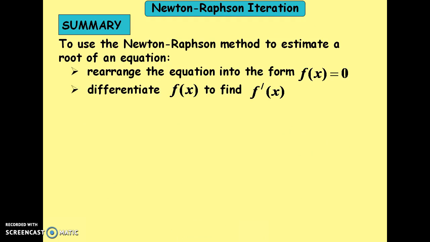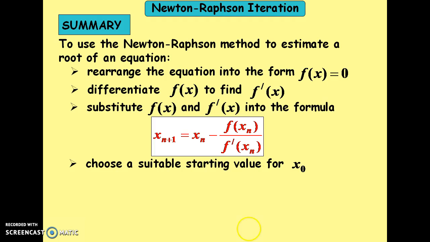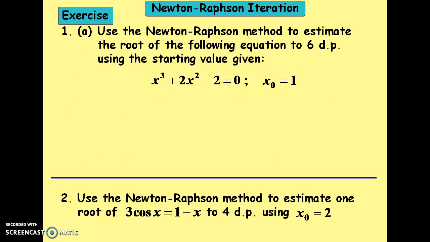Here is the summary of the Newton-Raphson method. To estimate a root of an equation, rearrange the equation into the form f(x) = 0, differentiate f(x) to find f dash x, substitute f(x) and f dash x into the formula, and choose a suitable starting value for x naught. That means you decide in which range the root lies, and take the starting value as either x naught or x1 from that range, then use a calculator to iterate and get the exact value.